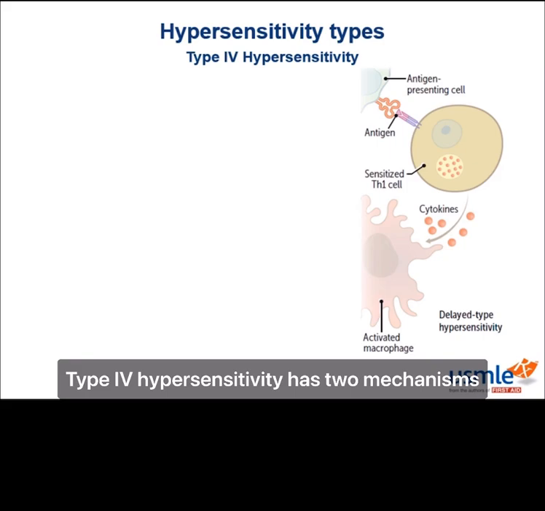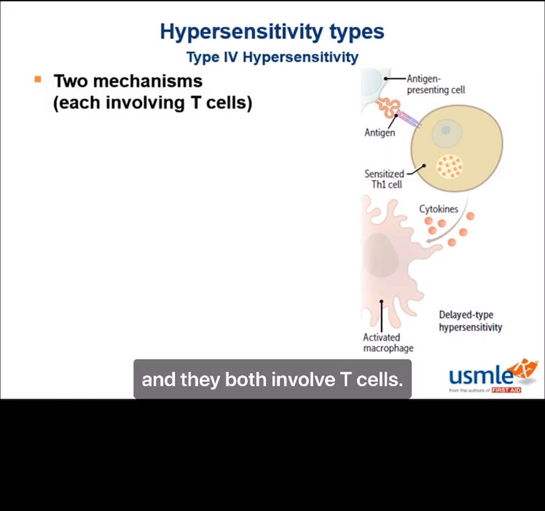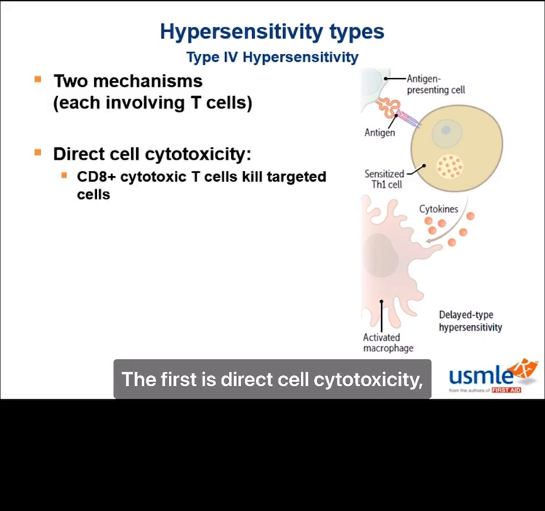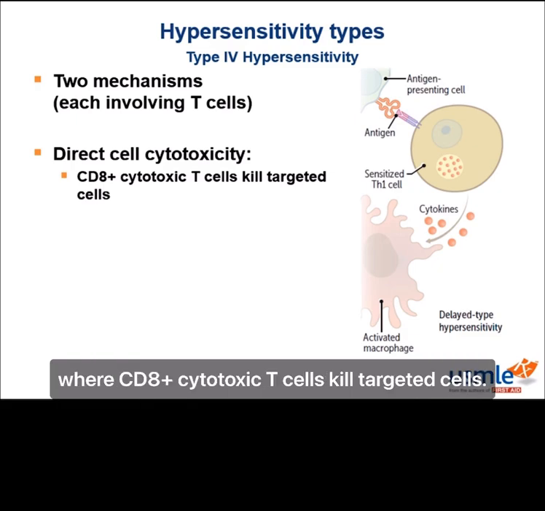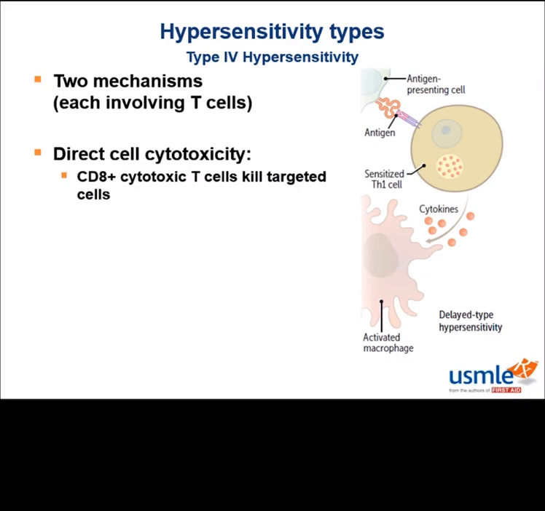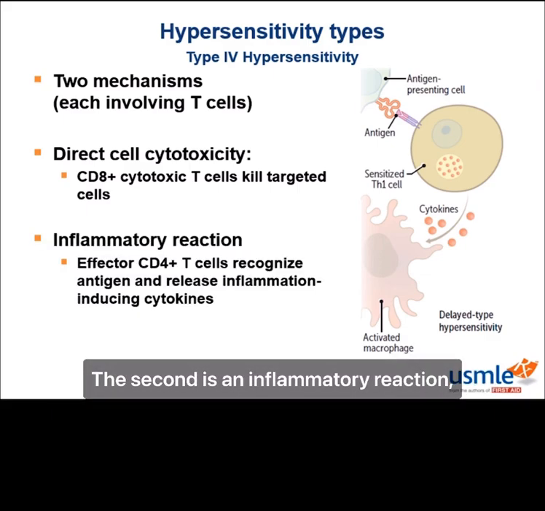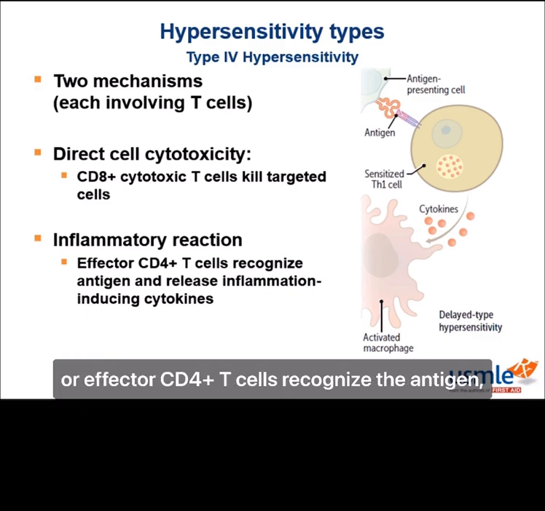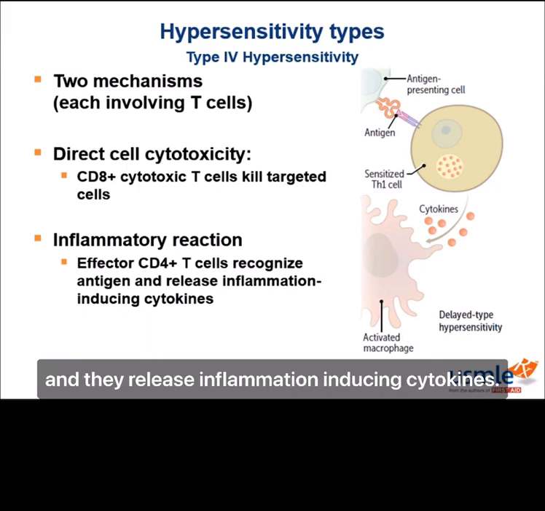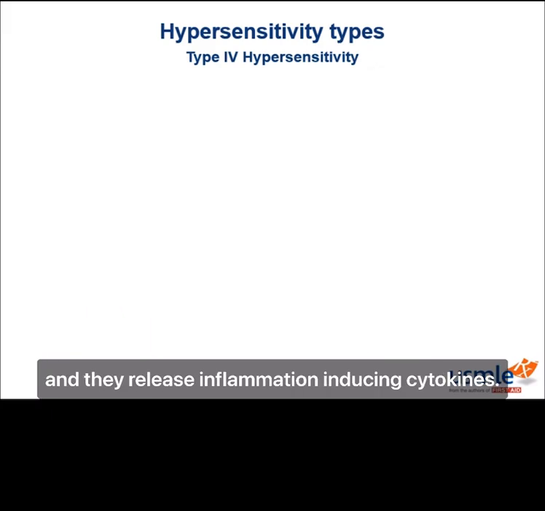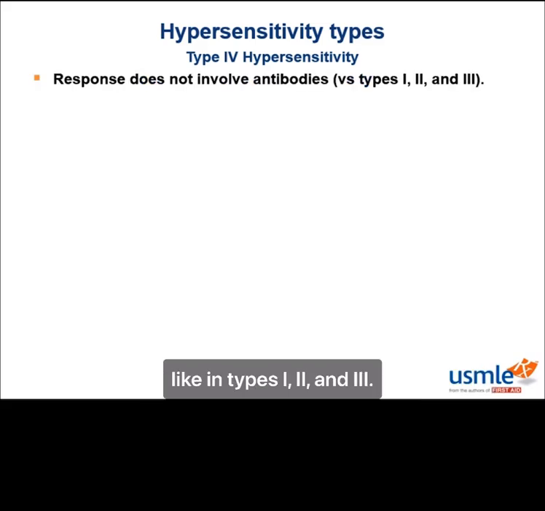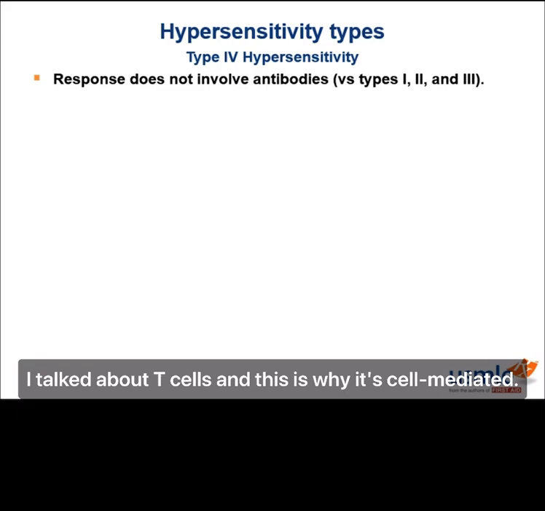Type 4 hypersensitivity has 2 mechanisms, and they both involve T cells. The first is direct cell cytotoxicity, where CD8 positive cytotoxic T cells kill targeted cells. The second is an inflammatory reaction, where effector CD4 positive T cells recognize the antigen and they release inflammation-inducing cytokines. Now, notice that I didn't mention any antibodies, like in types 1, 2, and 3. I talked about T cells, and this is why it's cell-mediated.